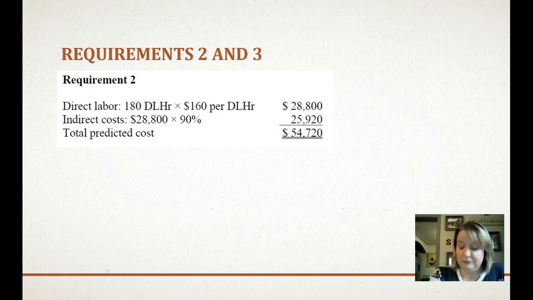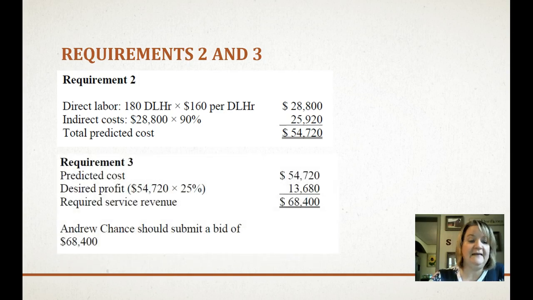And your requirement number 3 wanted you to find, if you wanted a profit of 25% of the job's cost, what should you bid? So you take the predicted cost of $54,720, and you want a desired profit of 25%. So you add 25% of that on top of it, and that equals $13,680. So your required service revenue, or what you would need to bid, would be $68,400.